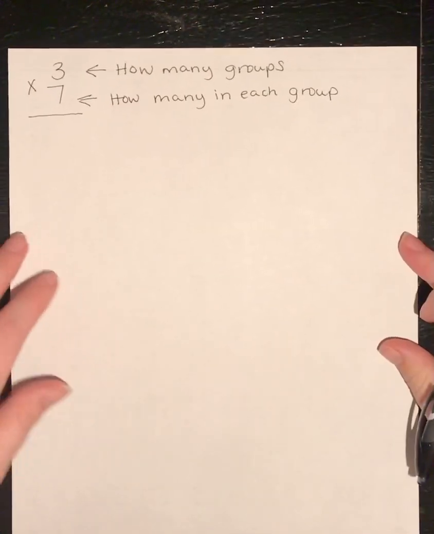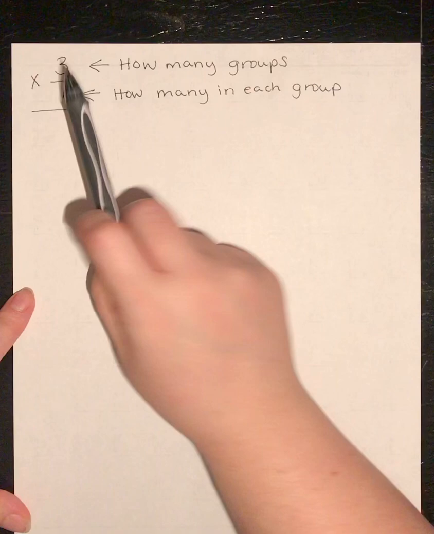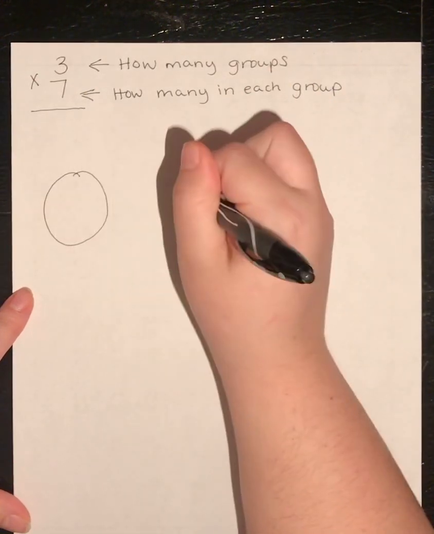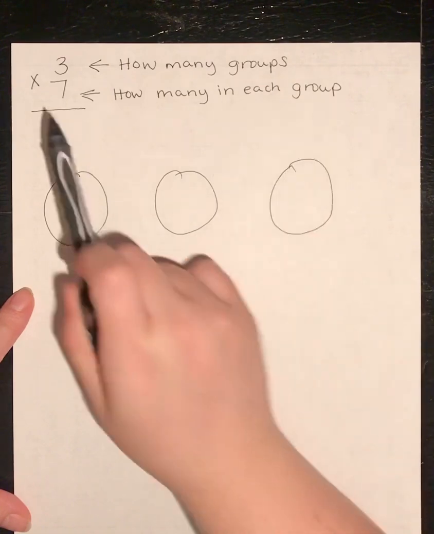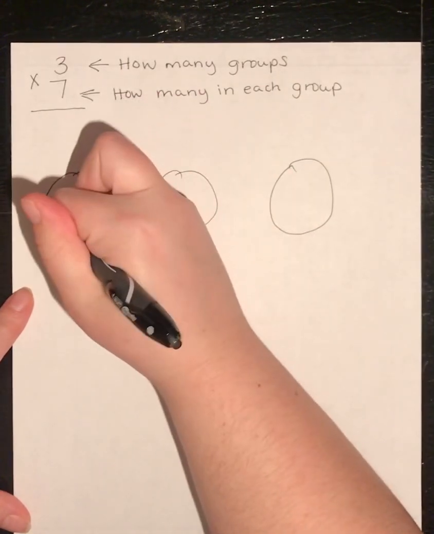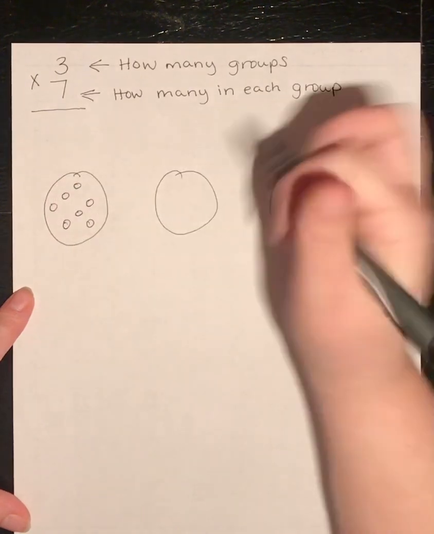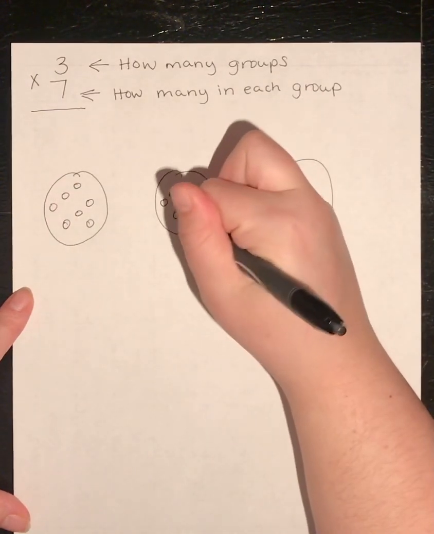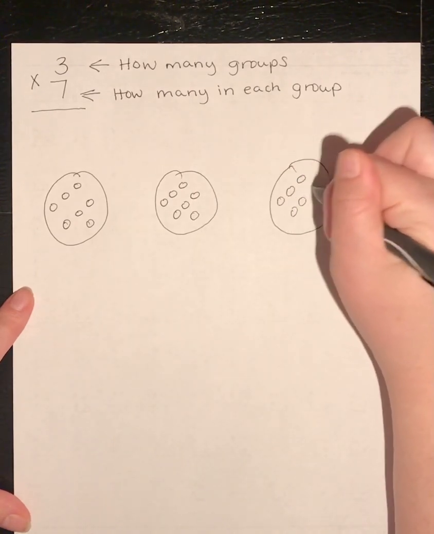And so what we're going to do is we're going to draw groups. So it says how many groups do we need? Well, our top number is how many groups, so we need 3 groups. 1, 2, 3. And then it tells us how many to put in each group is 7. So we're going to go 1, 2, 3, 4, 5, 6, 7, three times.